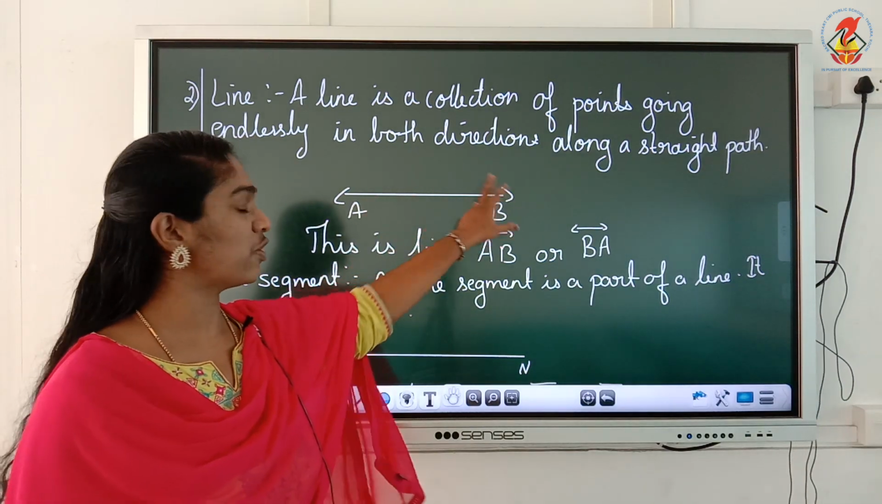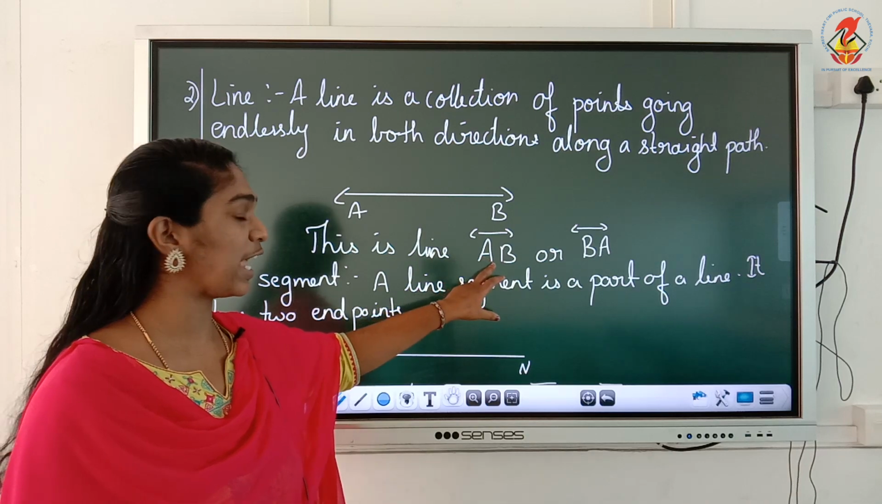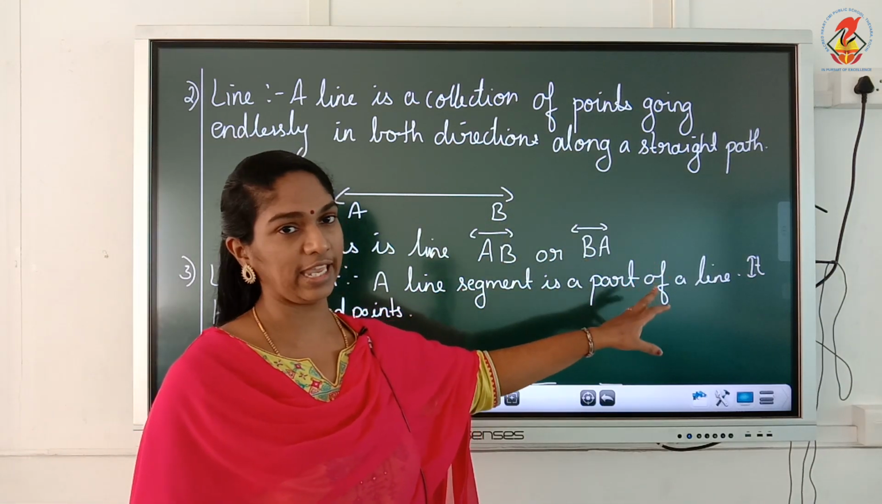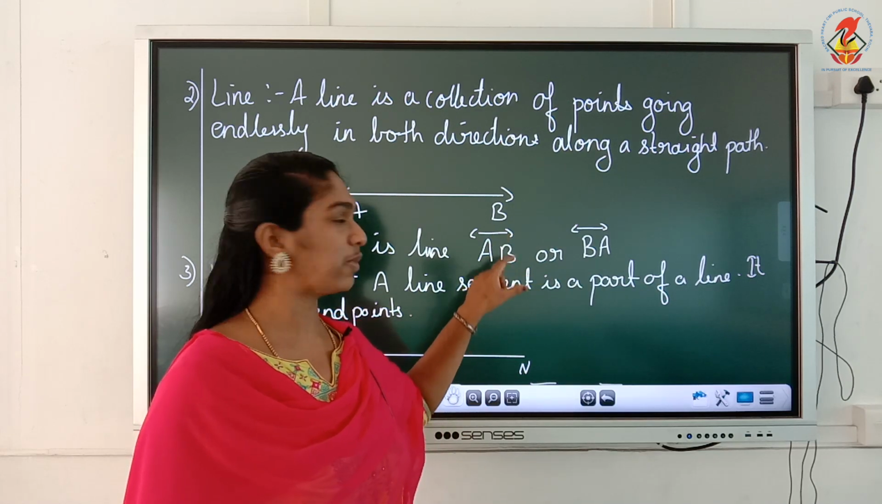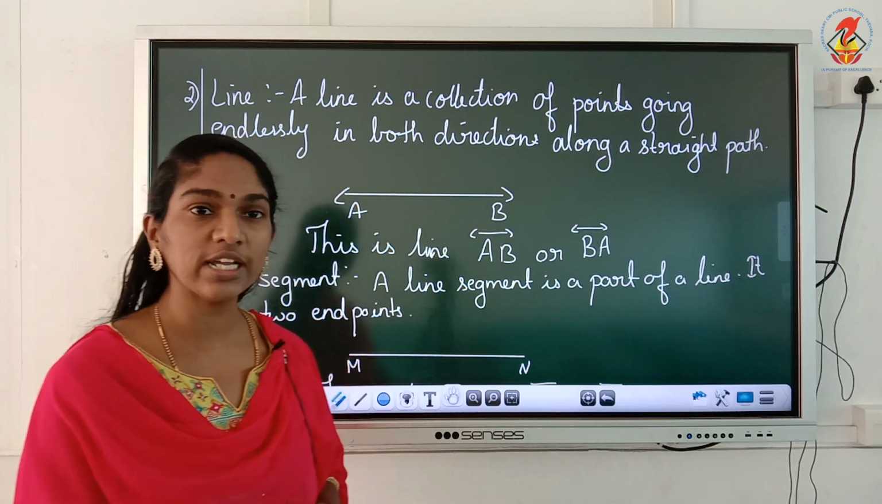That is why we have put an arrow at the end of the line, and this line is denoted as AB. You can read it as AB or you can also read it as BA. And you represent it like this: AB, put a line on top of that, BA. This is how you denote a line.